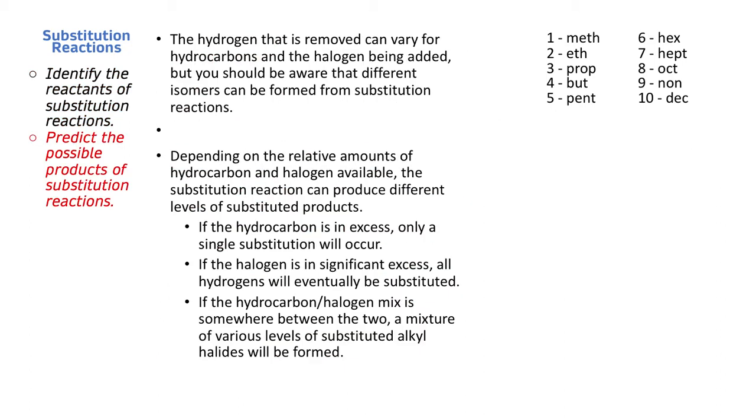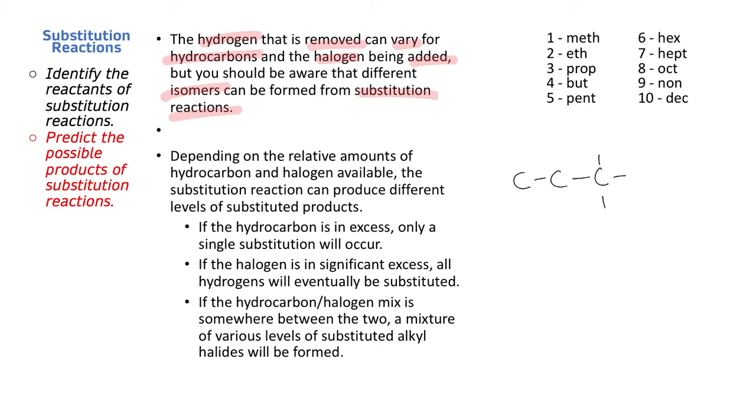The hydrogen that is removed can vary for hydrocarbons and the halogen being added. But you should be aware of the different isomers that can be formed from substitution reactions. So what does that mean? Let's go through an example.